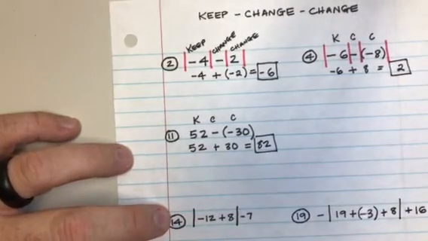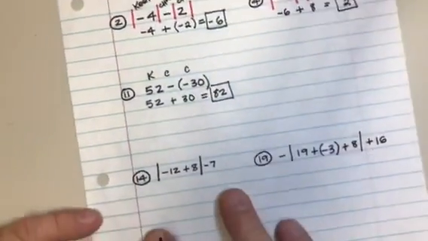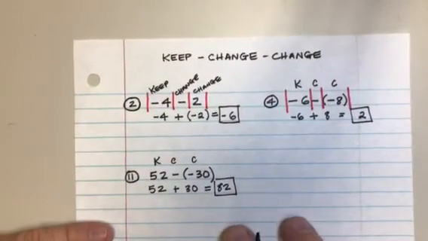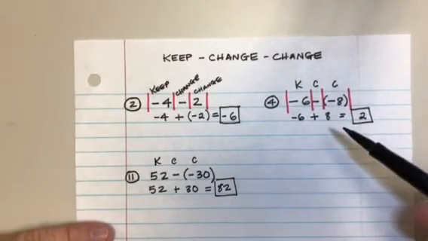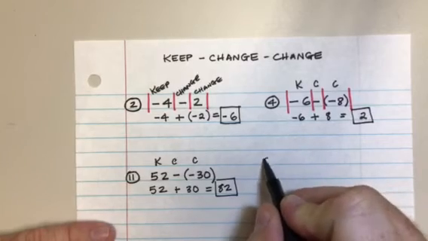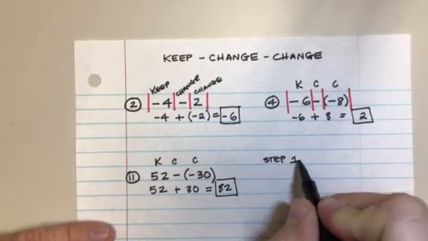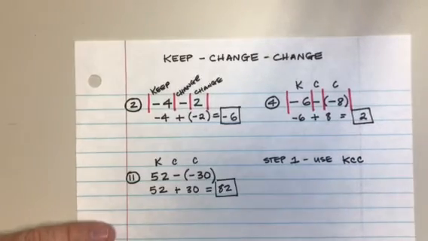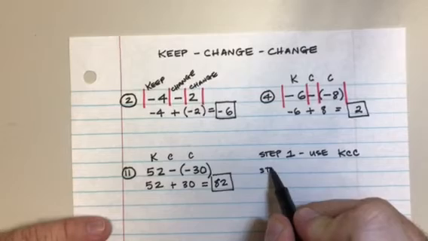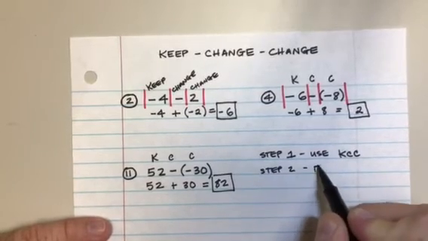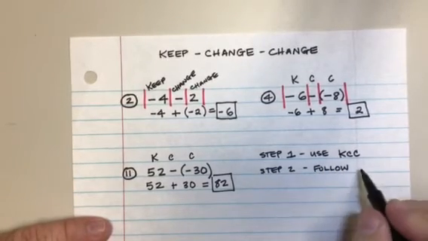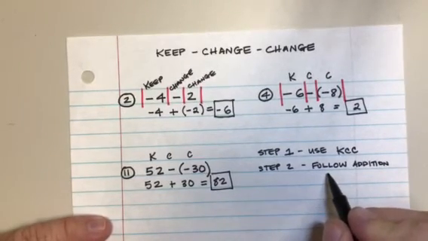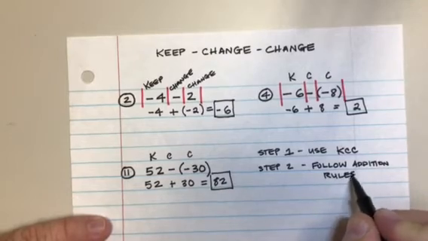All right, I'm going to show these that are a little more difficult in another video, but the basics for subtracting integers is using keep, change, change. So our steps are: step 1, use keep, change, change, and step 2, to finish it, we follow the addition rules, which we learned yesterday and which I have a separate video for.